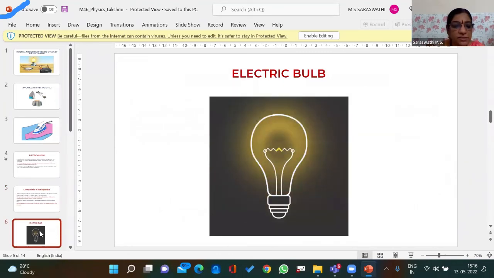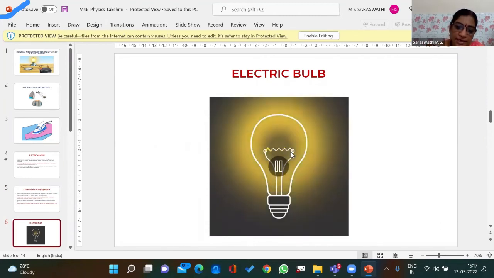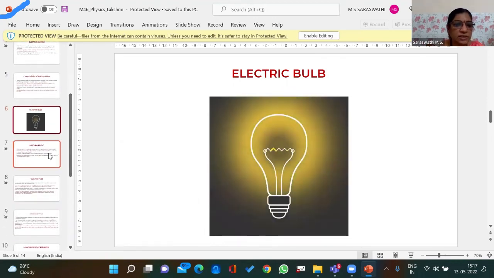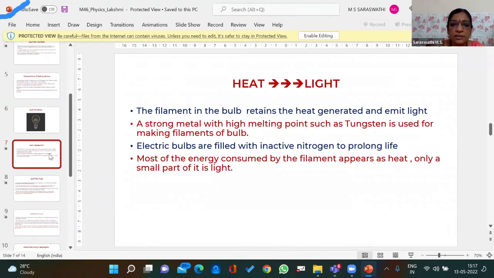The electric bulb is also based on heating effect. We use tungsten, which has a high melting point and high resistance. So it converts most of the electrical energy to heat energy. And it also has the capacity to retain the heat and emit it as light.